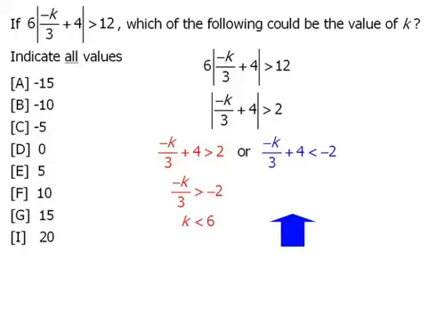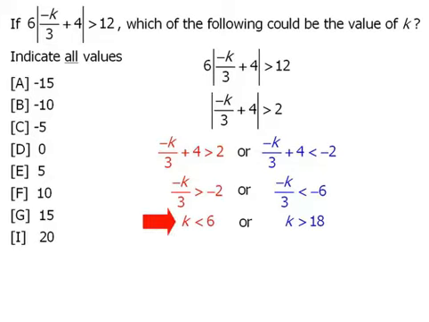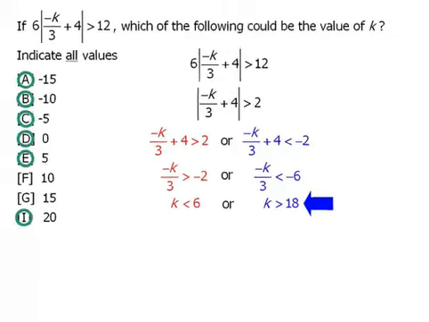First, we'll subtract 4 from both sides, and now we'll multiply both sides by -3 to get the following. We now have two different inequalities involving k. This one tells us that k is less than 6. This means that k can have any of the following values. Next, we're told that k is greater than 18, which means k could have this value. And we have now identified all possible values of k.